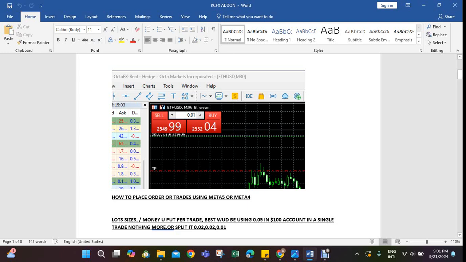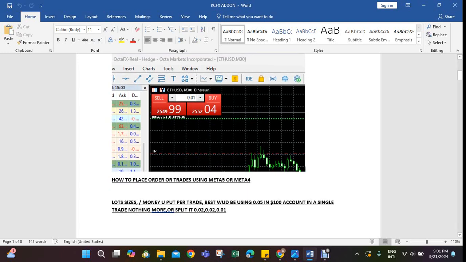I just want us to get a picture of it. I'm not going to push down into it or try to break down what a lot size is and what a standard lot size is. No, I'm not going to do that. I'm just making you understand that there is a minimum lot size for any order you enter. And I wrote it down here: lot size is the money you put per trade.